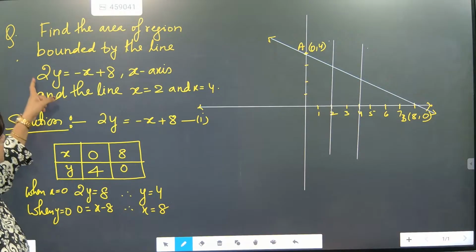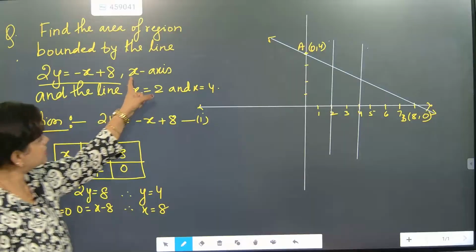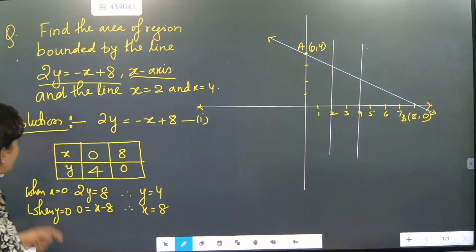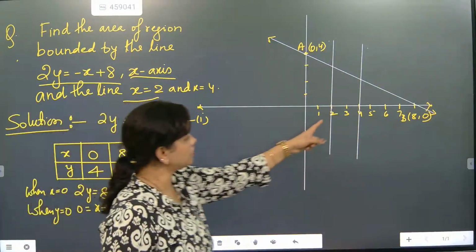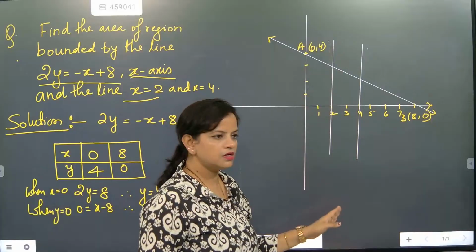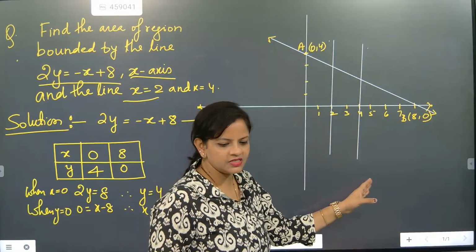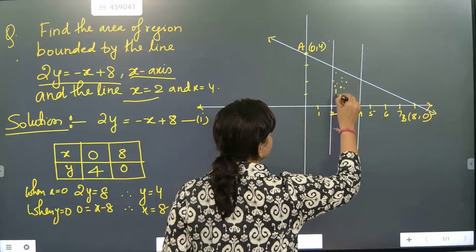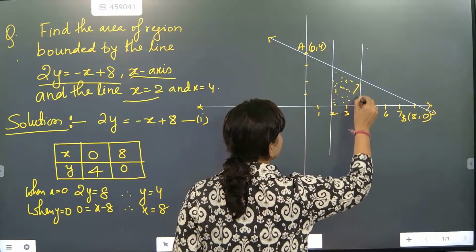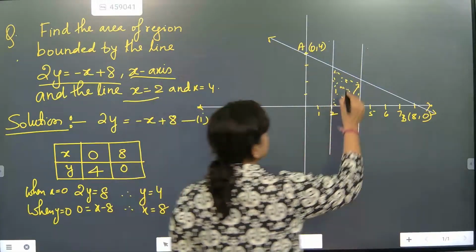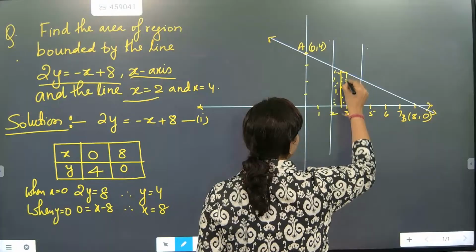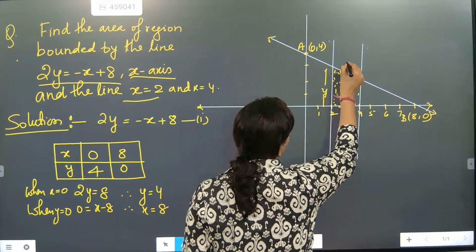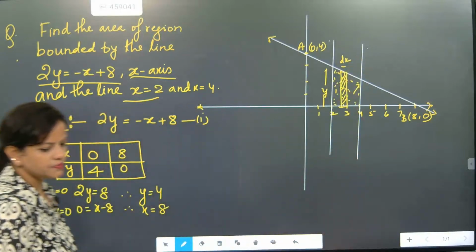So this is the question. They have given the equation of line, the x-axis. Which axis? X-axis. And then x is equal to 2. Where is x is equal to 2? It means this vertical line. X is equal to 4 means this line. Understood? So now which is the enclosed region? This will become the enclosed region. That means we are going to draw the rectangular strip here. This rectangular strip's length will become y and width will become dx. Understood?